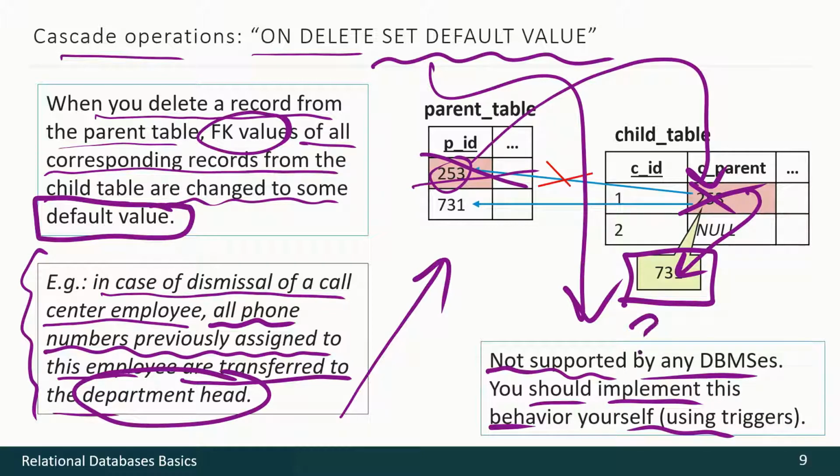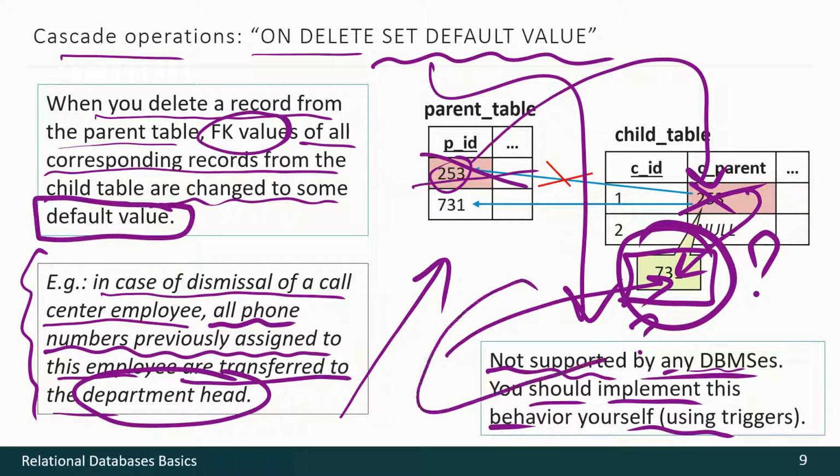Why is it not supported by any DBMSs? Because a DBMS should know the way how to detect that default value. So you should usually find out those default values using triggers.